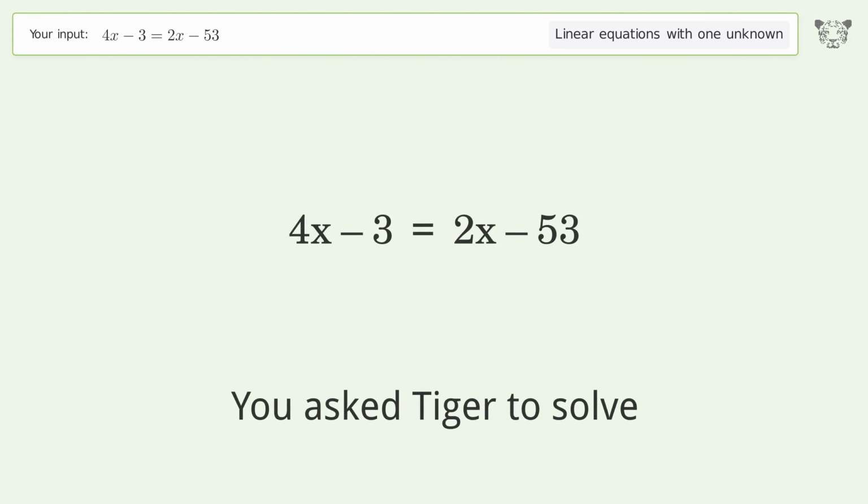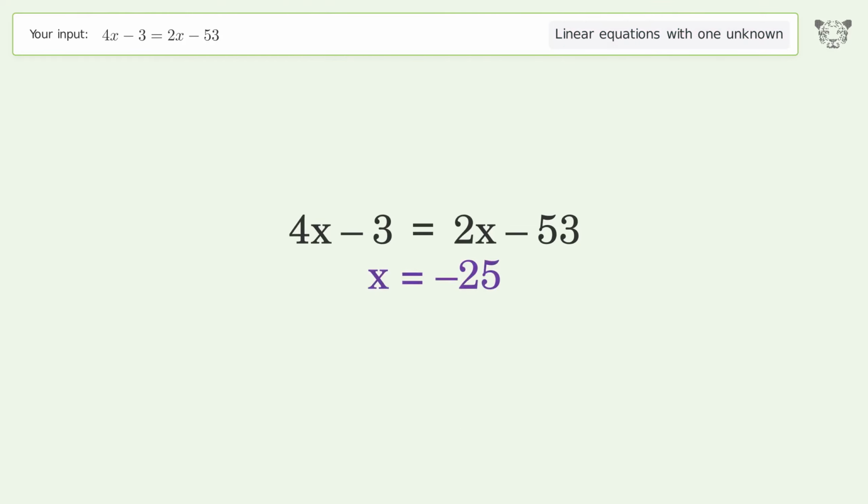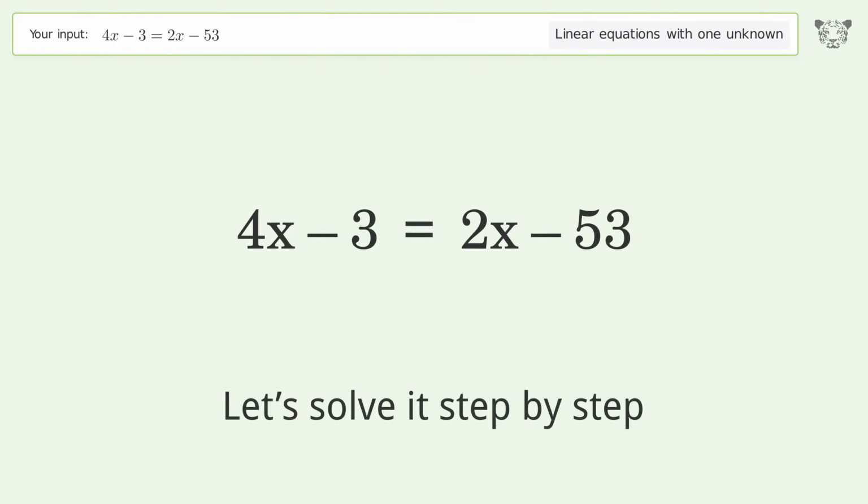You ask Tiger to solve this. This deals with linear equations with one unknown. The final result is x equals -25. Let's solve it step by step.